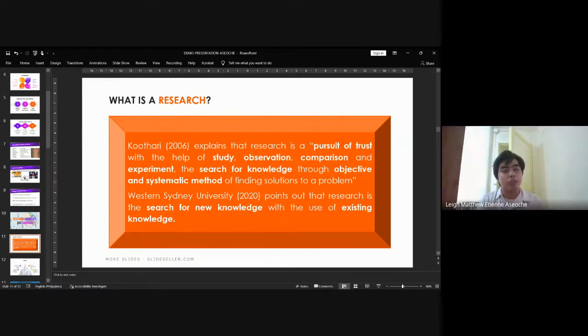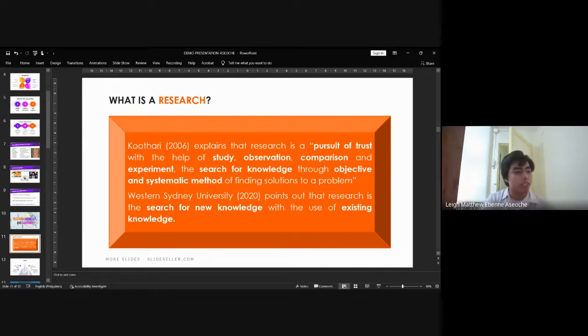When we do research, we have to be objective. We have to be real. We cannot have room for too much subjectivity. I mean, it's impossible to remove subjectivity from research, but as much as possible, we try to keep it to a minimum, or we try to put very little subjectivity in our research. So again, it is a pursuit of knowledge. You're looking for knowledge through objective means and of course systematic. It has to be properly arranged.